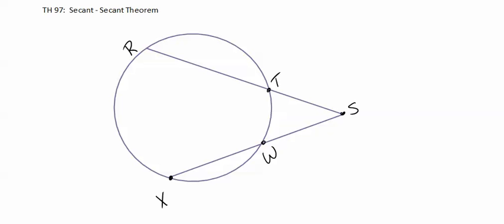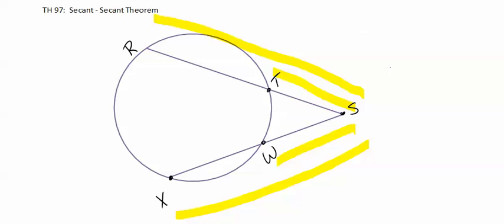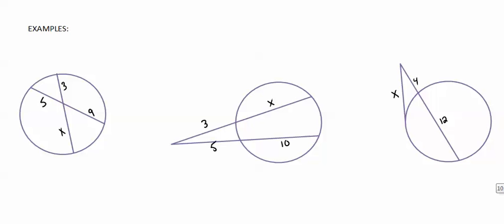And finally, the last theorem, secant-secant theorem. Based on very similar examples from the last 2 theorems, the triangles would be similar, therefore the proportions. Therefore, what this theorem says is ST times SR is equal to SW times SS. All right, and we'll take a look at 3 quick examples.